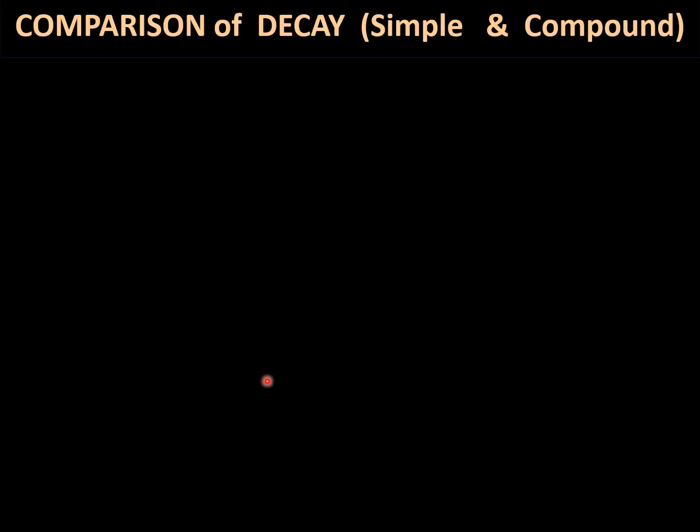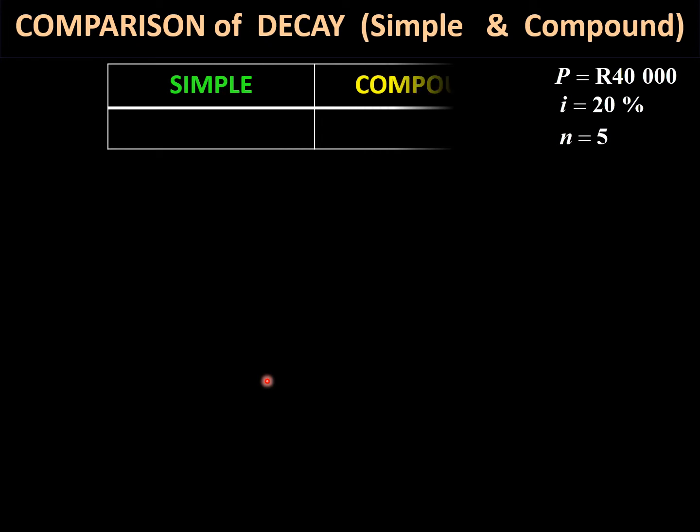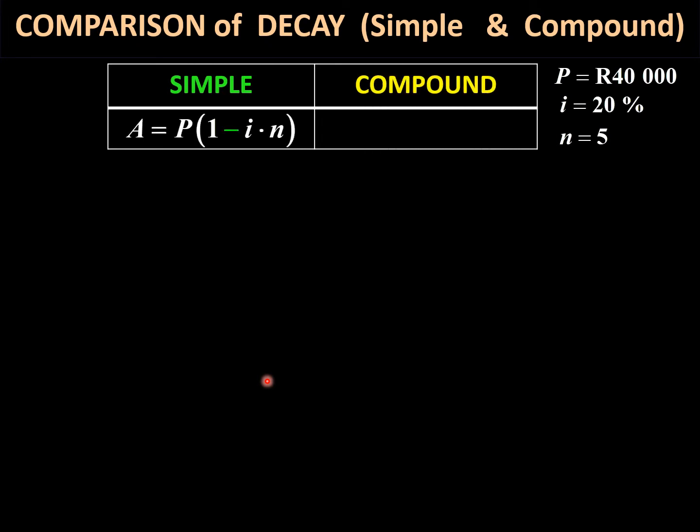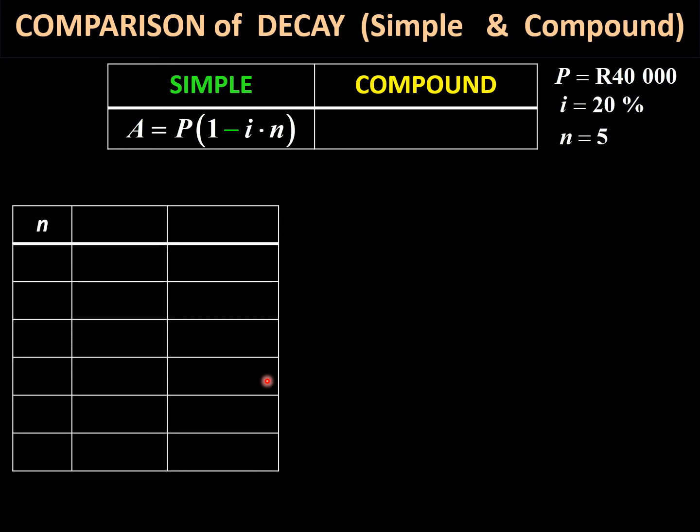Next, we previously looked at growth. We're also going to look at decay. We're going to have a comparison between simple and compound decay. So let's say we have 40,000 Rand, and the depreciation or the decay is at 20% per annum, and we're going to look at it over 5 years. A simple and compound. For simple, that's the formula 1 minus i times n, and for compound, we're going to look at that afterwards.